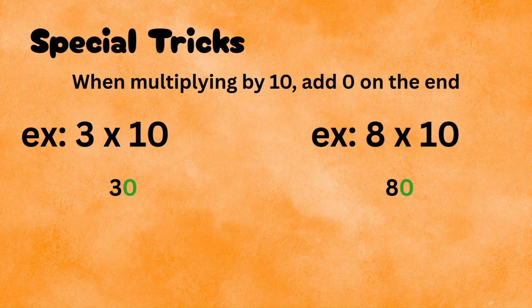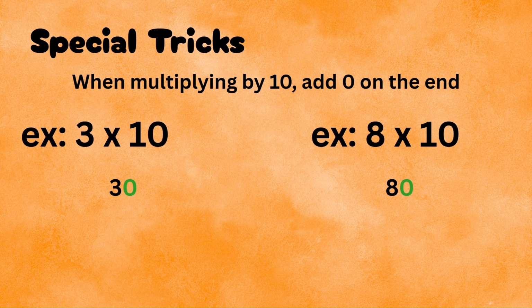When multiplying by 10, add 0 on the end. This is like the multiplying by 1 rule, except you slap on an extra 0. 3 times 10 equals 30, which is basically a 3 with a 0 attached on the end. 8 times 10 equals 80, which is an 8 with a 0 attached on the end. This works because 10 only has one 0 on the end of it.